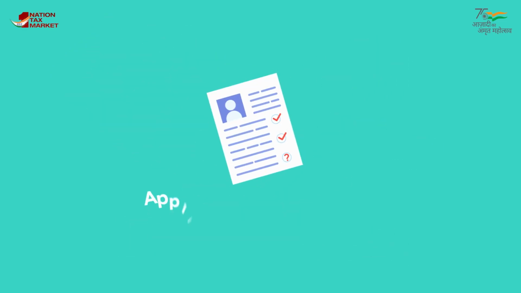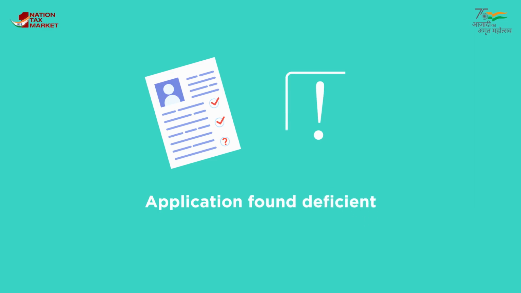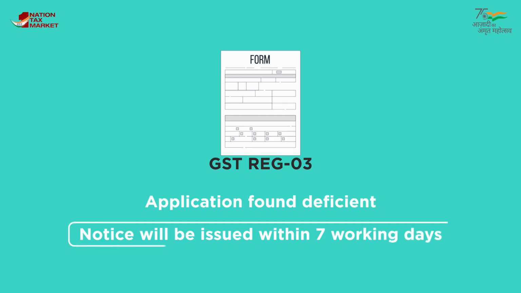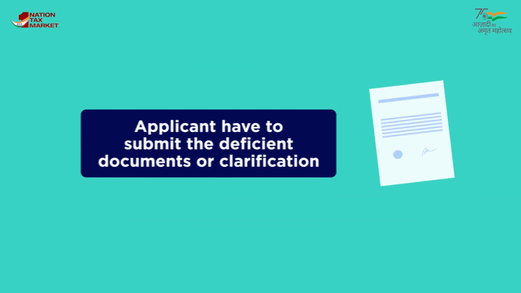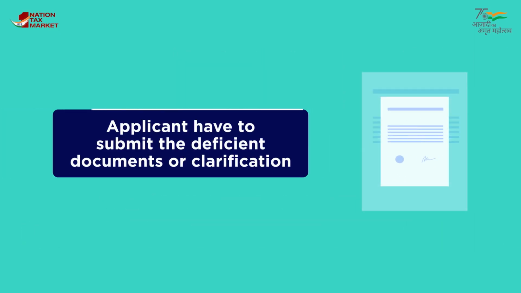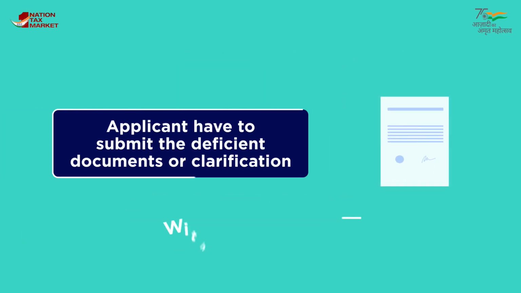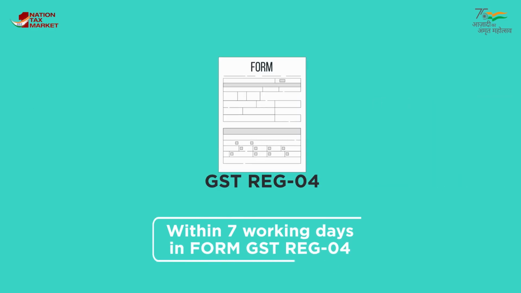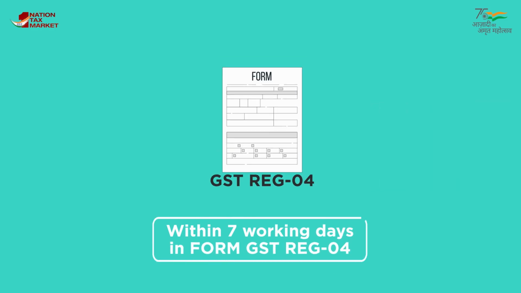If the application is found to be deficient or any clarification is required, notice in Form GST Reg 03 is issued to the applicant within 7 working days. Thereafter, the applicant will have to submit the deficient documents or clarification within 7 working days of issue of notice in Form GST Reg 04.